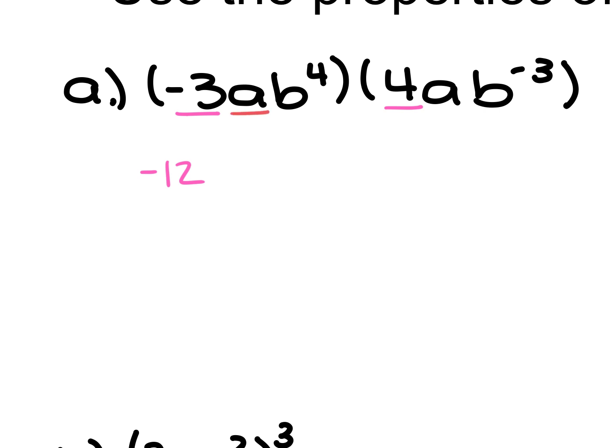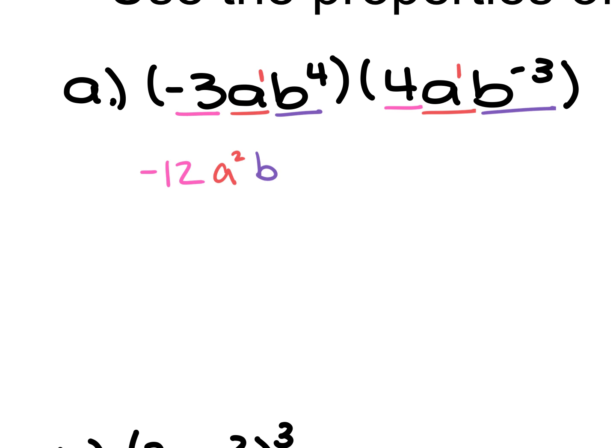Now let's multiply the a's together. What is a times a? A squared, awesome. The exponent on our a's would be 1. When we multiply, we add the exponent, so that's how we get a to the second power, a squared. Now let's do the same thing for the b's. We have b to the fourth power times b to the negative third power. If we add the exponents, what do we get? B to what power? B to the power of 1.